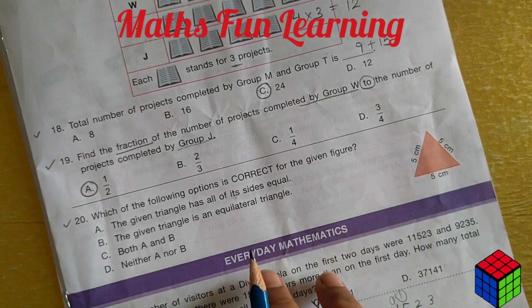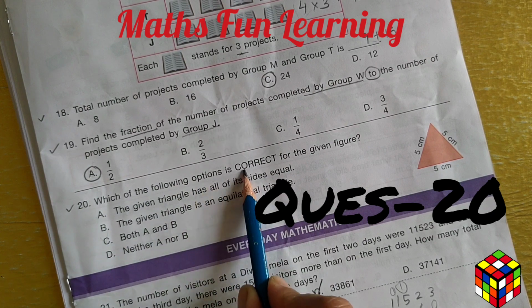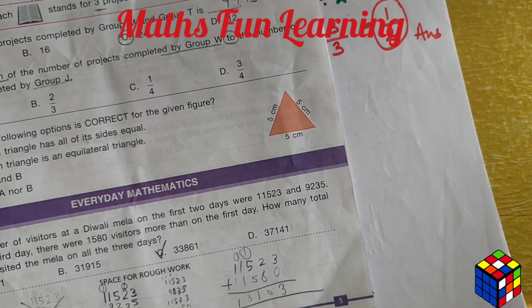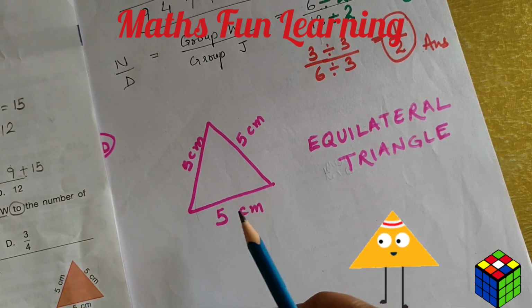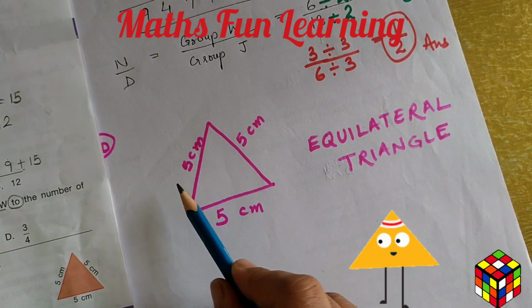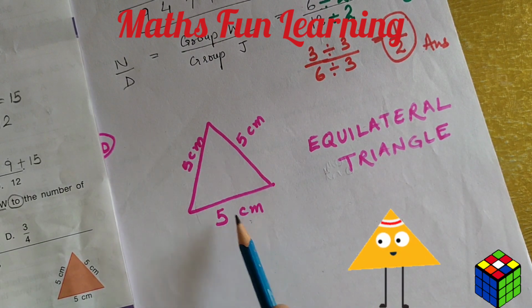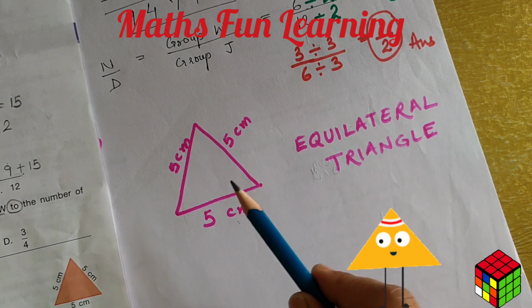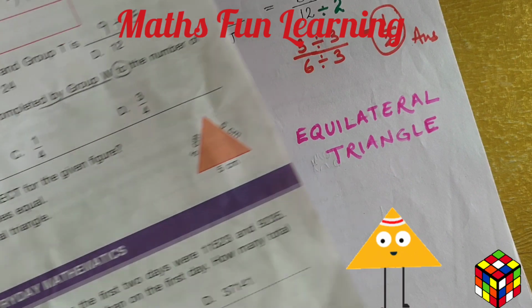Okay. Let's try to solve question number 20. Which of the following options is correct for the given figure? And what is the figure here? There is a triangle. Let's draw a rough figure of this triangle. You can see this triangle has all the sides equal, all sides are 5 cm. So when a triangle has all sides equal, that triangle is known as an equilateral triangle. All sides of it.